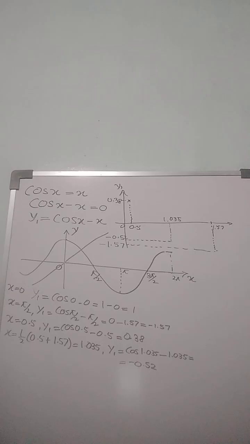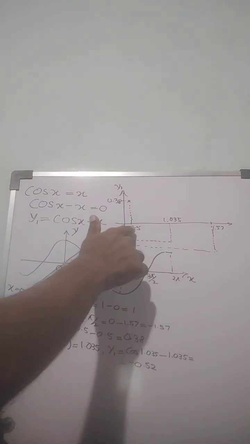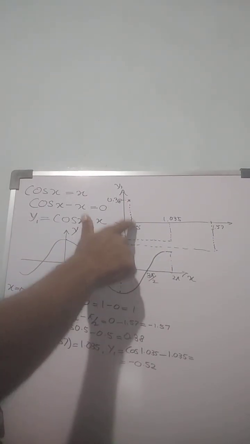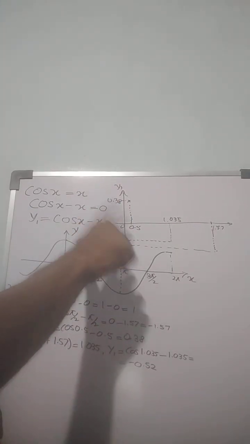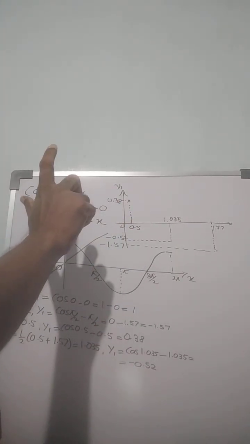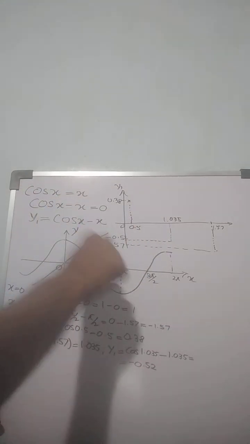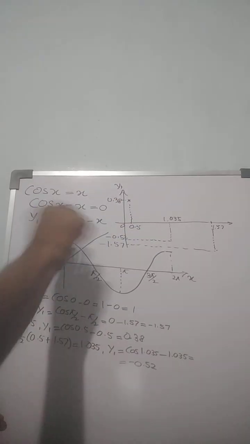Now, according to the method of bisection, I am going to solve this equation using the method of bisection. Here, it says the solution is in between 0.5 and 1.035. Why? When x equals 0.5, the y value is plus 0.38. When x equals 1.035, y equals minus 0.52. Therefore, we are going to find the exact value for the solution.